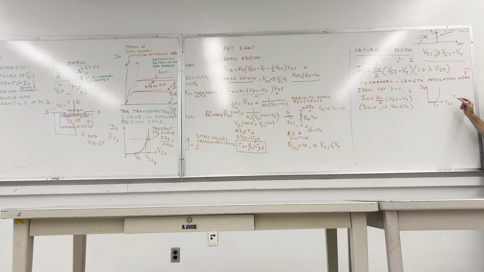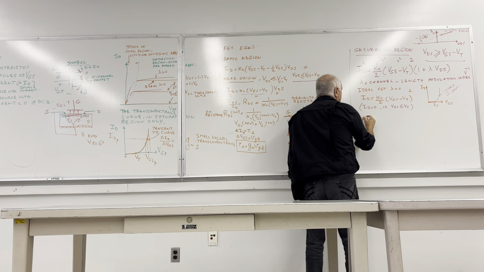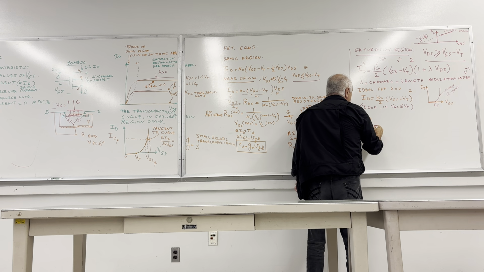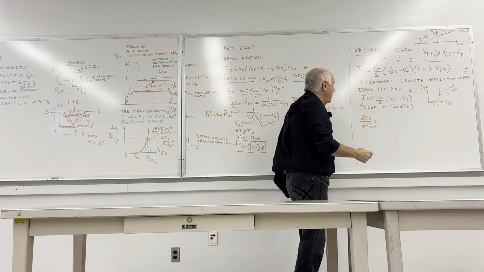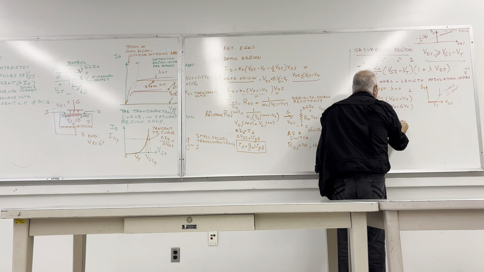Now, about that slope we were talking about here, the slope at the Q point. How do we determine that slope at that Q point? You differentiate this equation, delta ID over delta VGS, with respect to the gate. It's just a simple parabola. You get Kn times VGS minus VT.